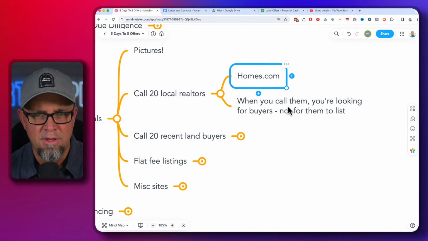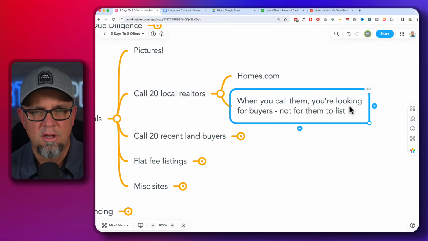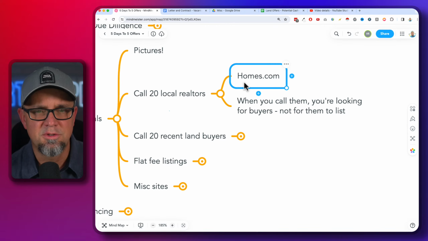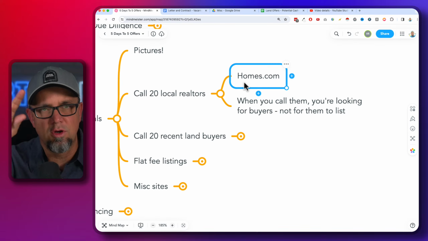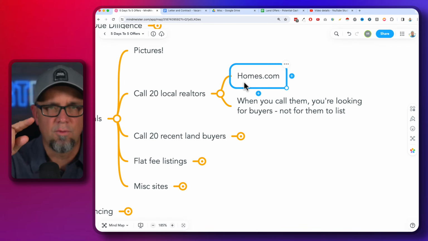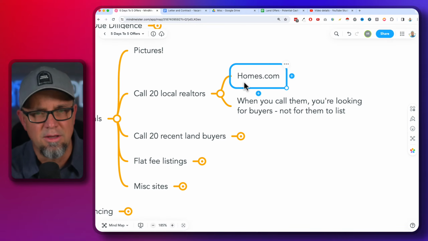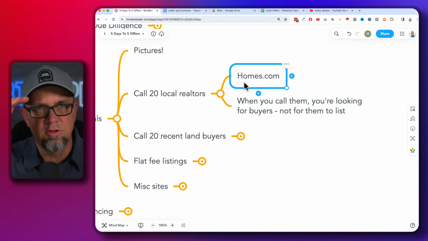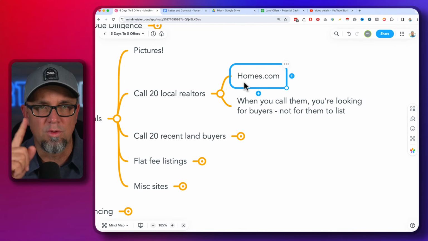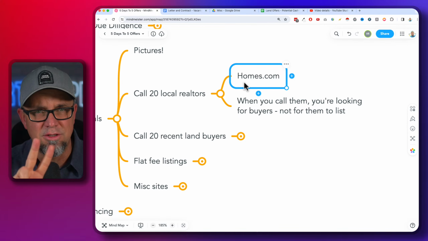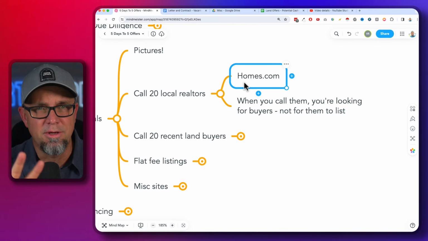You just go to homes.com. When you call them, you tell them, hey, you're looking for buyers. You're not looking for them to list the property. So just go to homes.com, look in the area, go to land only, then do a search for it, then click solds, and then sort the whole list by recent sales. And when you open up each of those listings that come up, you'll find the listing agents and the buyer's agents, phone numbers and emails.